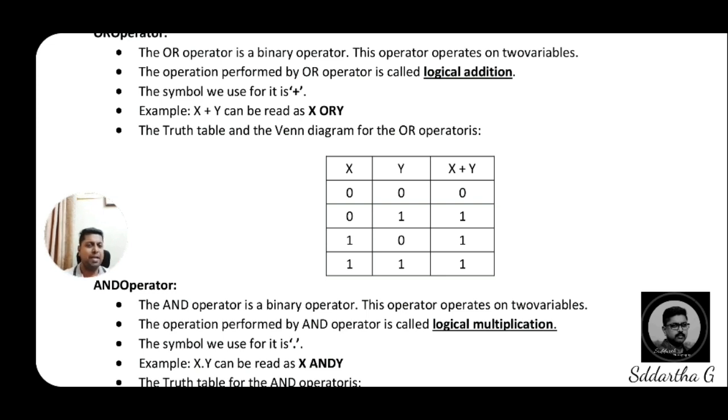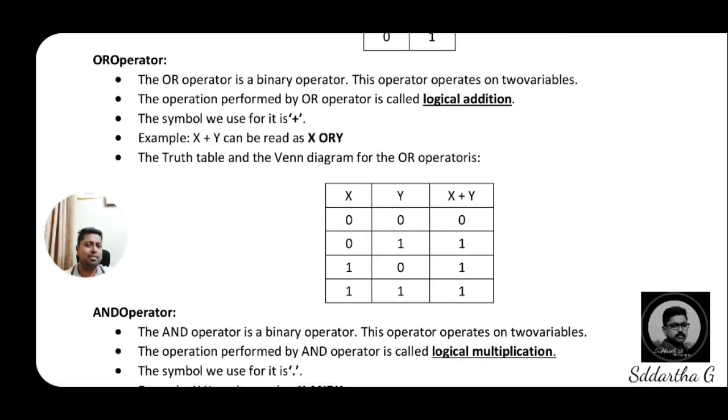The OR operator is a binary operator, it operates on two variables. Observe this particular point, dear students, because previously we discussed the NOT gate. There it accepts a single input and produces a single output. But the OR gate is unique. It will accept not only two inputs, more than two inputs also, and produce a single output. So this is what we call the OR operator.